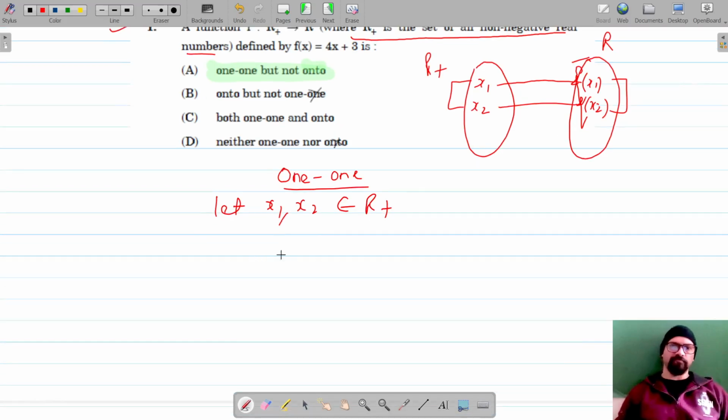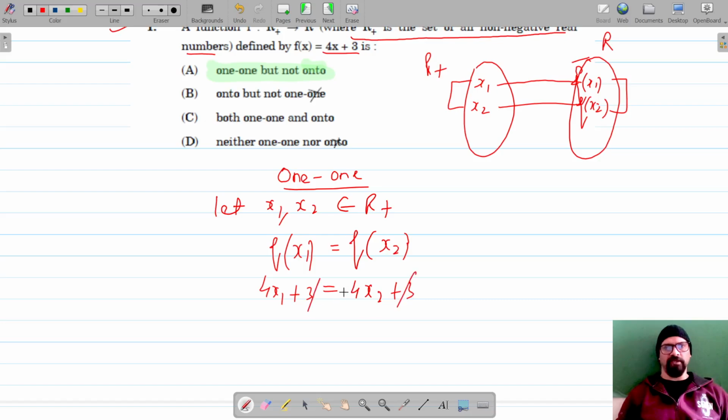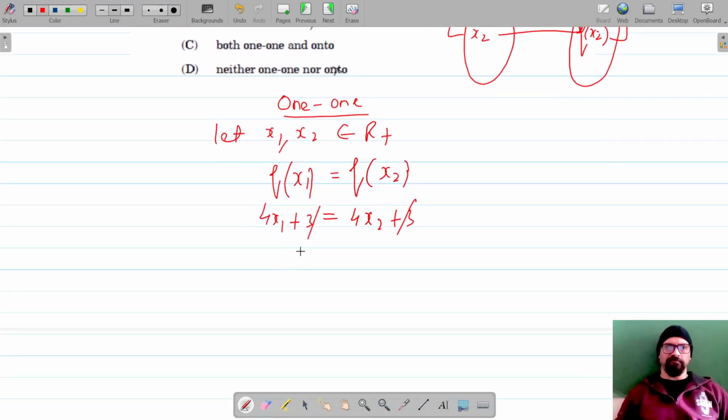So let's say f(x1) is equal to f(x2). So image of x1 is equal to image of x2. Now f(x) is given in the function: f(x) is 4x plus 3. So this is 4x1 plus 3 is equal to 4x2 plus 3. The 3 and 3 get cancelled. We are left with 4x1 is equal to 4x2. So 4 and 4 get cancelled. So x1 is equal to x2.